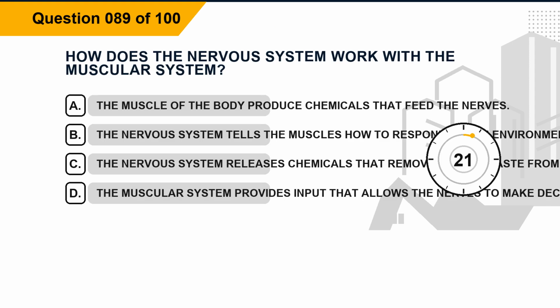Question 89. How does the nervous system work with the muscular system? Option A, the muscle of the body produce chemicals that feed the nerves. Option B, the nervous system tells the muscles how to respond to the environment. Option C, the nervous system releases chemicals that remove excess waste from the muscles. Option D, the muscular system provides input that allows the nerves to make decisions.